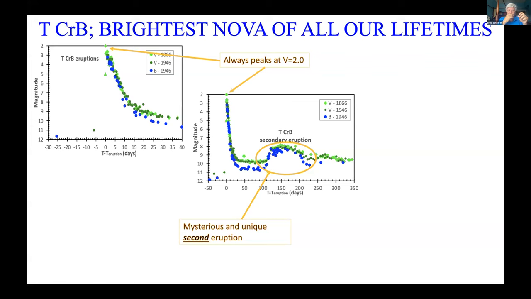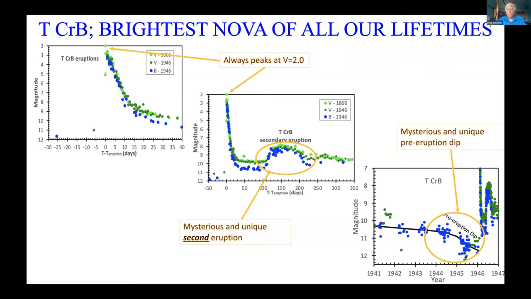Okay, so this shows you the first year. Let me expand this a little bit to show you a few years in advance. This is a light curve from 1941 to 1947. And the light curve in the middle is now squinched down to the end here. So I'm showing the pre-eruption time from 1941 to 1946. In this time, the quiescent level was, give or take, call it 10th magnitude. But what happened is T CrB started to fade.